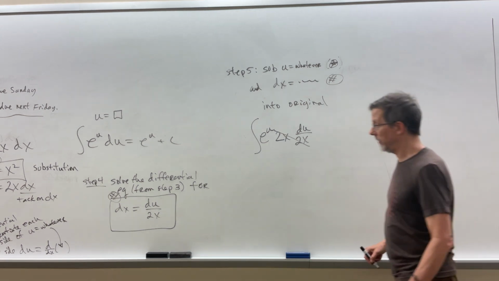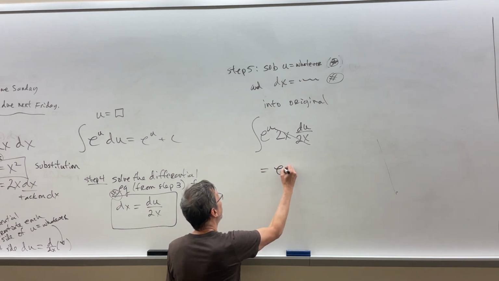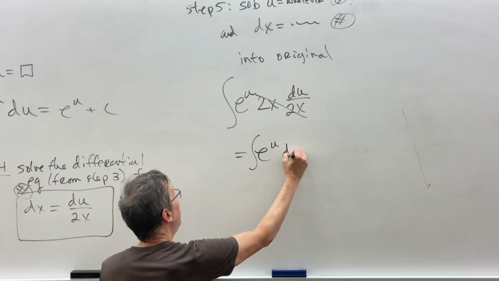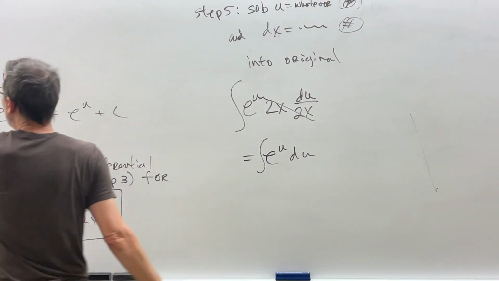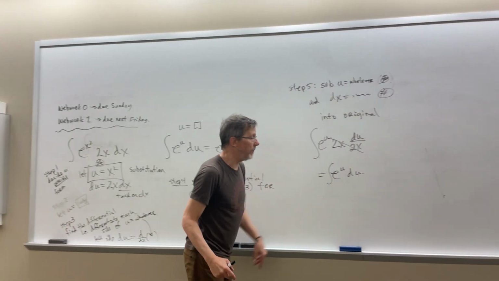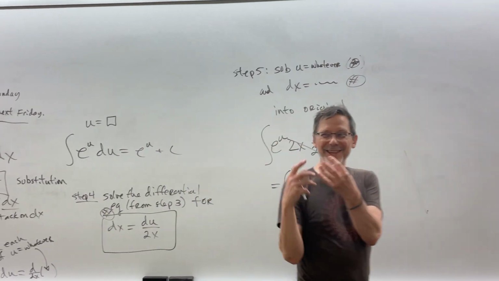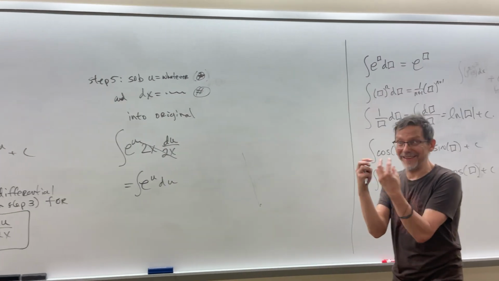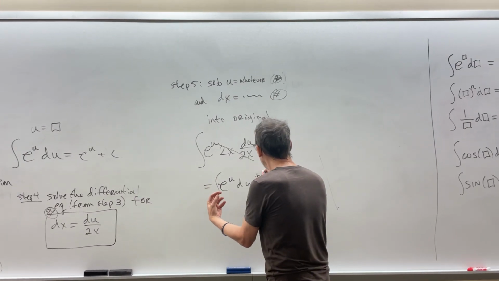Goodbye. Adios. Bye-bye. So this turns into the integral of e to the u du. How sweet is that? I turned this problem into this problem. I'm hiding all the stuff in the u. I'm hiding the ugliness in the u. And now it's table time.